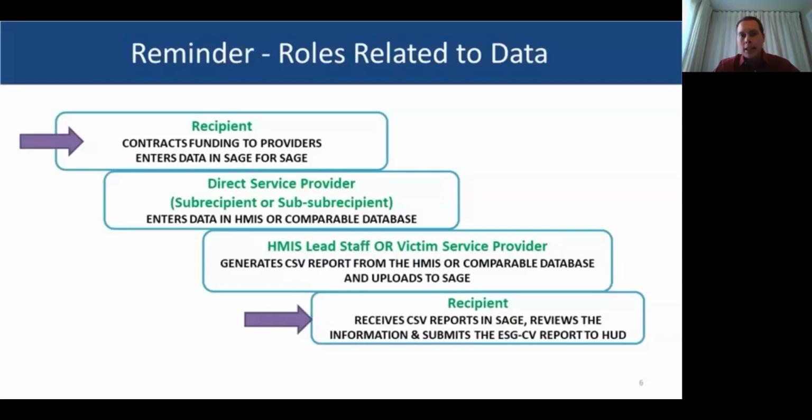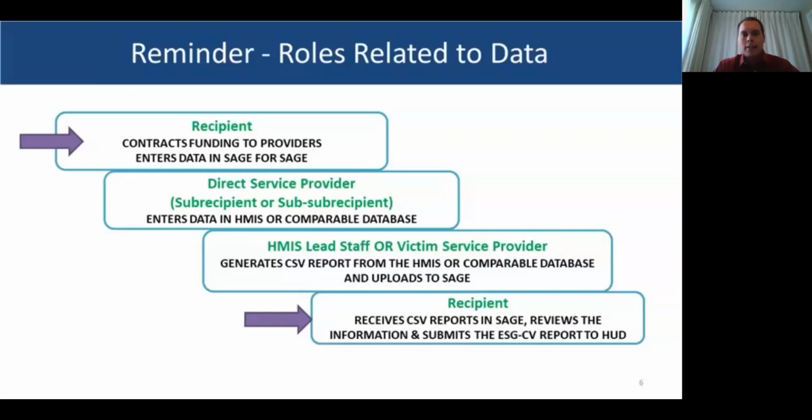Then we have the HMIS leads and the victim service providers. HMIS leads are going to aggregate the data. We sometimes say bundle, but really it's helpful just to think about aggregating data from their HMIS implementation based on the bundle the recipient already set up. So they'll know exactly what projects to include because they'll get the email from the recipients saying, here's a link to do your bundle, and it'll say what projects are included. You'll have 24 hours at the HMIS lead level to ensure all the right projects are in the right bundles.